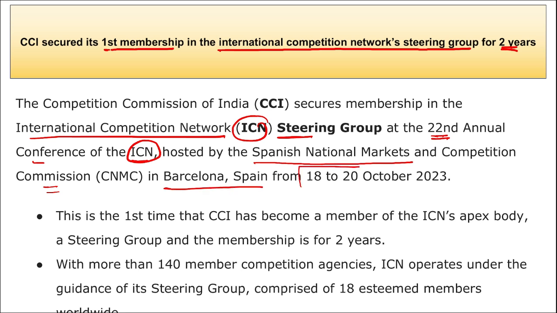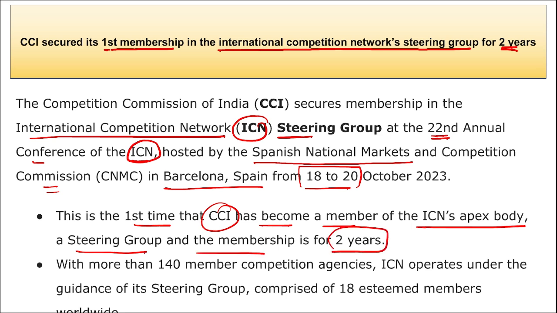It was from 18th to 20th of October. And this is for the first time that CCI has become a member of the ICN's apex body, the steering group, and the membership is for 2 years. This is important. Membership is for the 2 years, and this is for the first time that CCI has become a part of this ICN's apex body, that is ICN steering group, and this was held during this 22nd annual conference of the ICN that was hosted by Spanish National Markets and Competition Commission, that is CNMC.